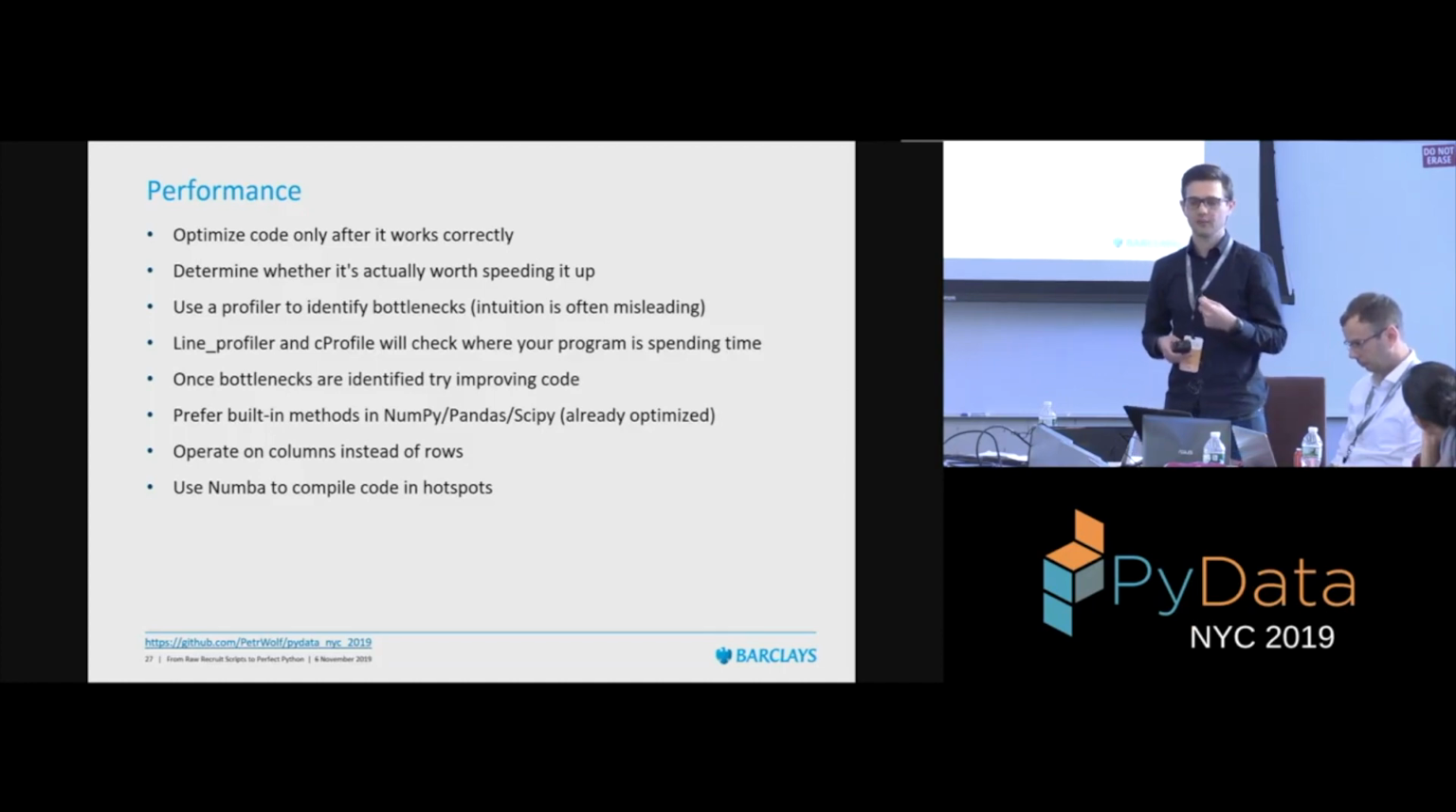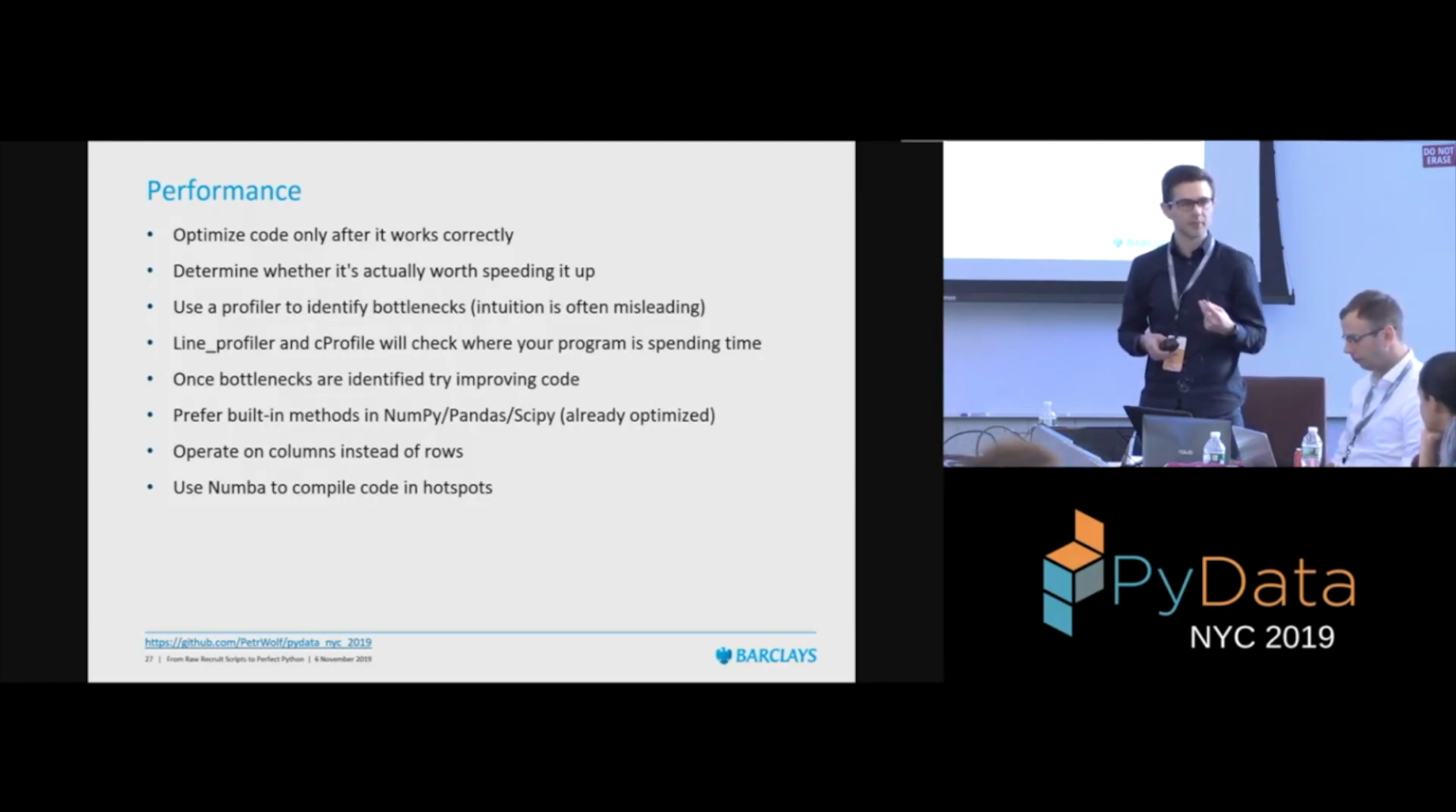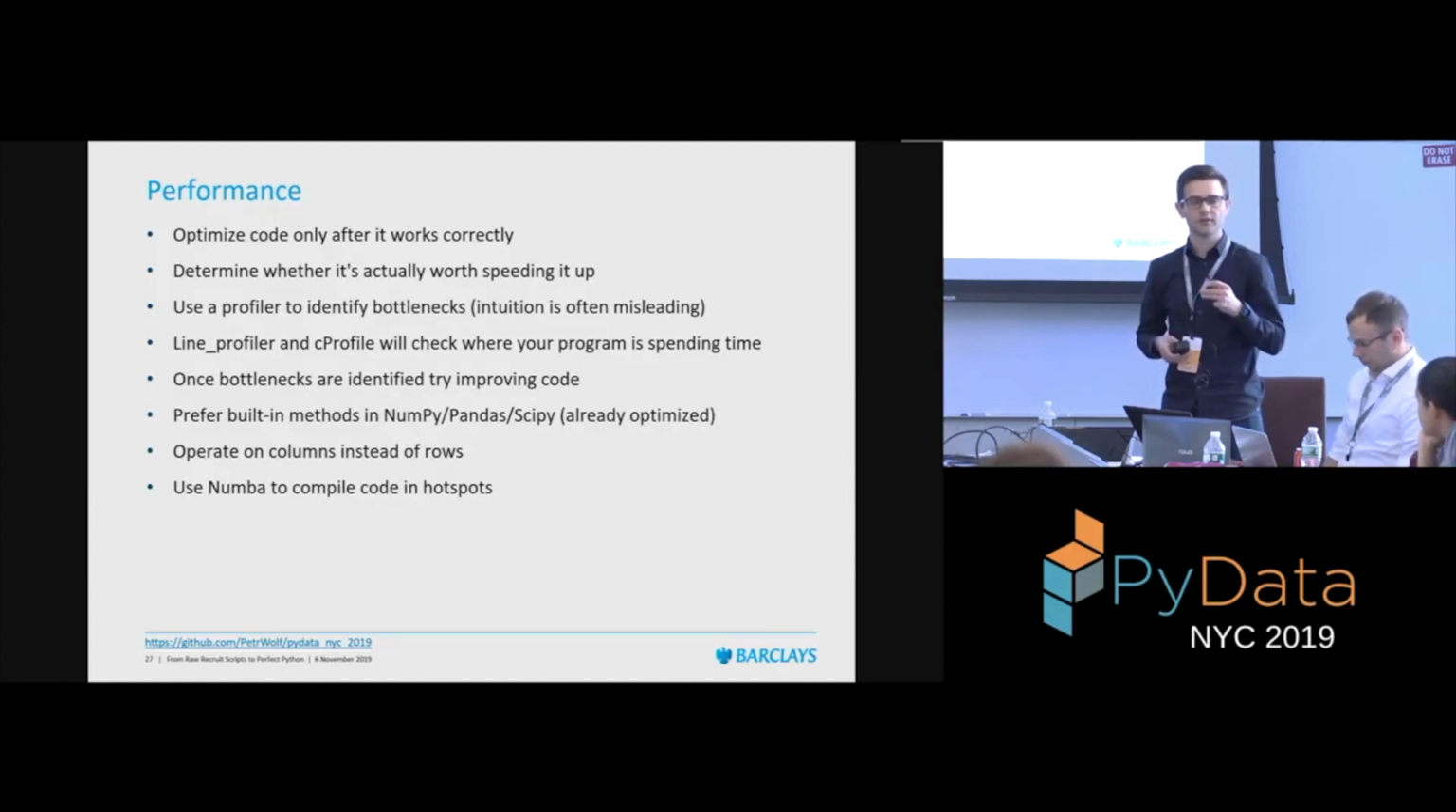Once you've determined that, which we'll show you how to do, then you can go and use some of the pre-built functions or packages that are out there that are already optimized for performance, like NumPy, Pandas, and SciPy, to see if you can make your code faster. Also, when you do any operations on rows, that's actually not a good thing. You should always try to do operations across columns, which will speed up your code.